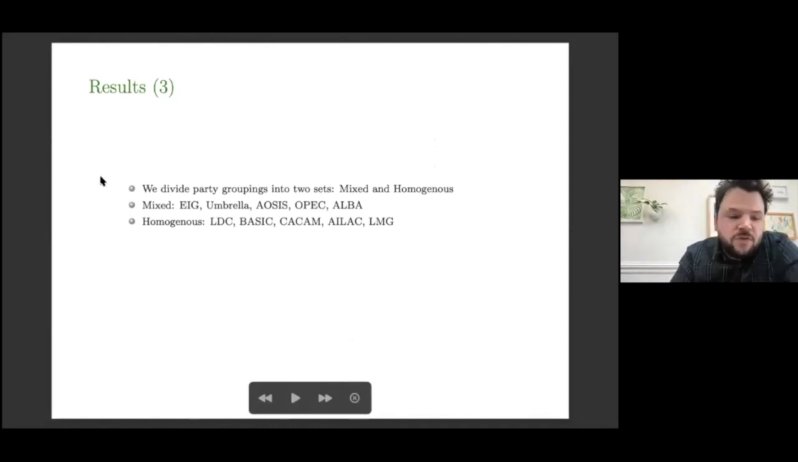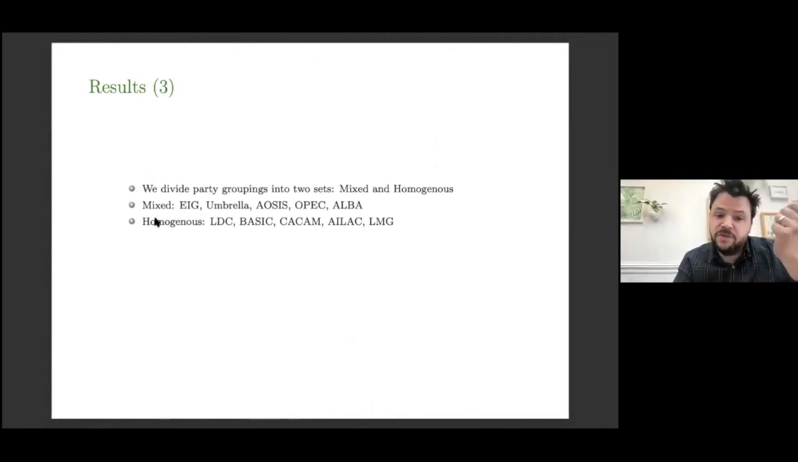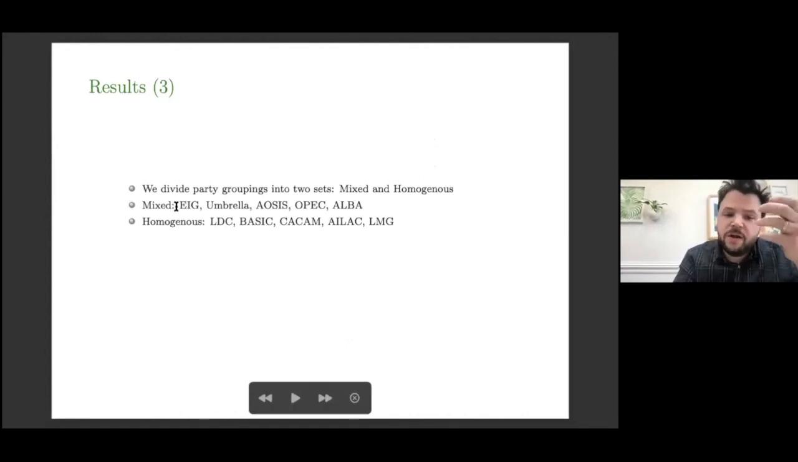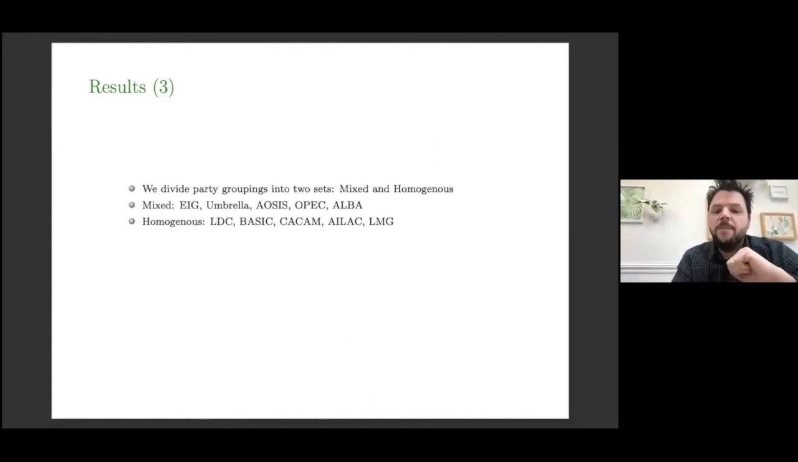The third main result that I'm going to present very quickly, the table is very large so we're not going to show that, is that we divide party groupings into two sets. There are mixed and homogeneous groups. The mixed groups are the EIG, Umbrella, ASOS, OPEC, and the homogeneous groups are ones that are more geographically homogeneous, grouping countries together that already have an existing interest.